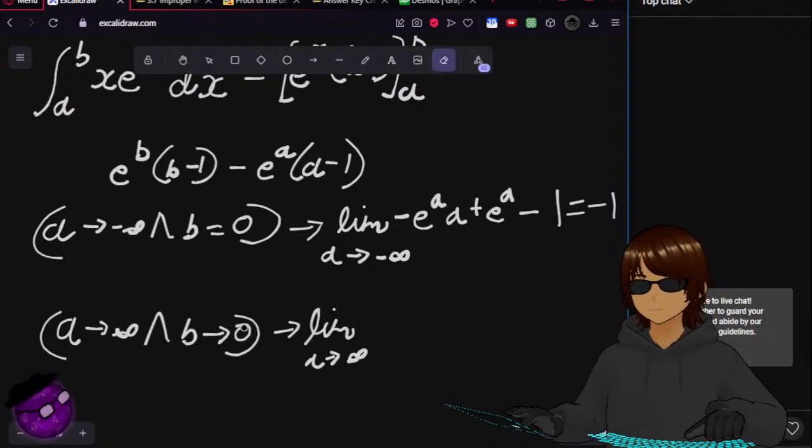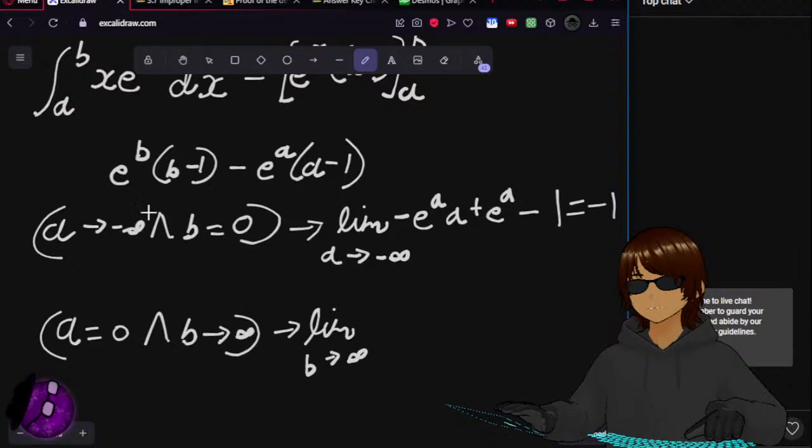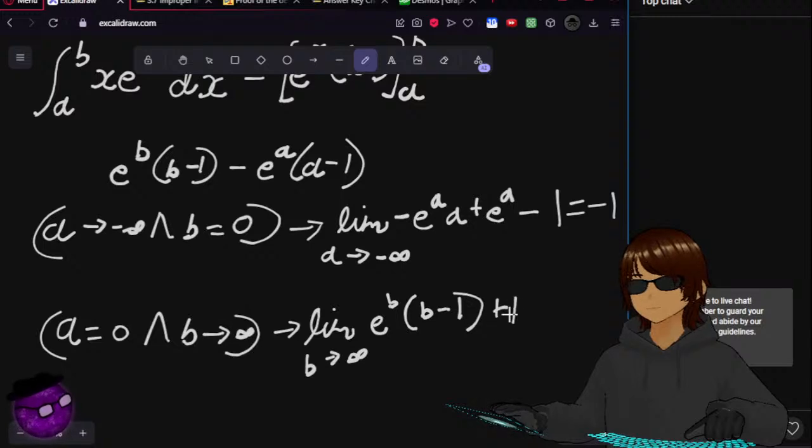Now this time, b is going to infinity. But this is another indeterminate form. No, just going straight up to infinity. A is to 0. So from the positive side, it diverges. It's 1.